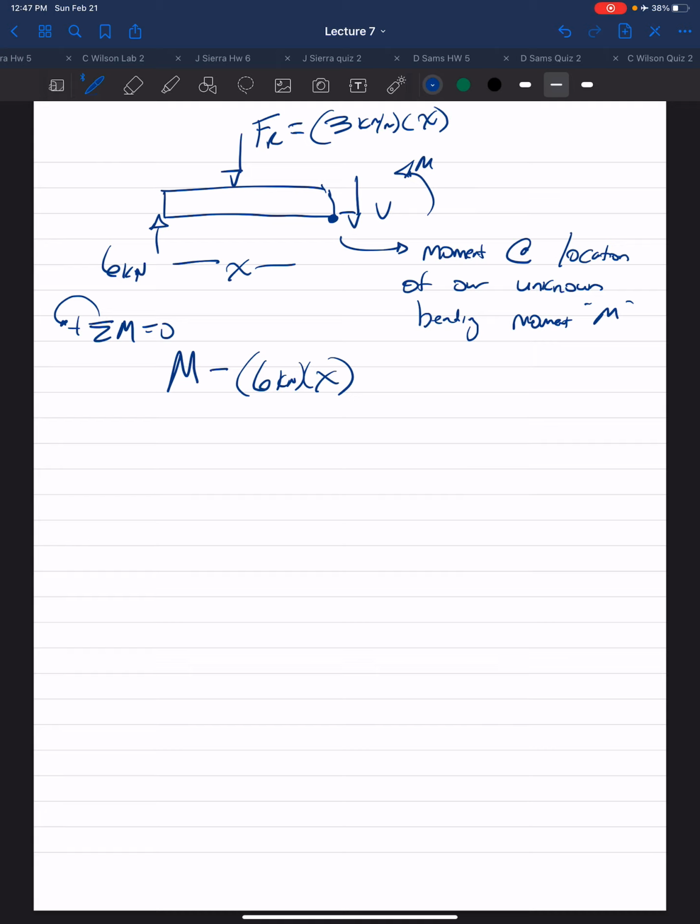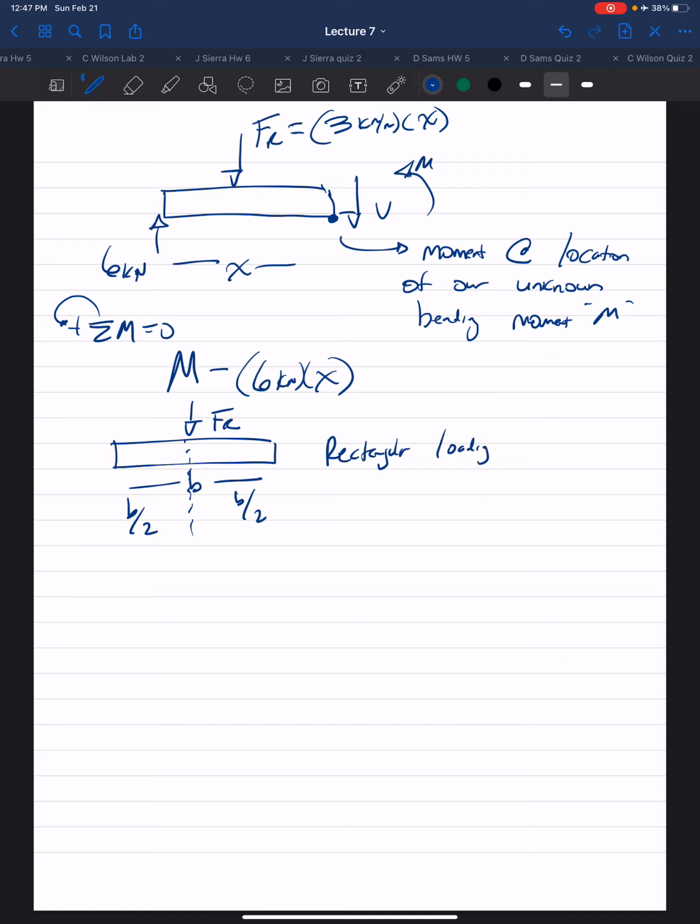Now we need to know the distance from where the resultant force of the distributed loading acts to the right. Well, this is a rectangular loading. So for a rectangular loading, the resultant force is always in the middle. And for whatever this length is, the base, each side will always be the base length over 2. This is for a rectangular loading.